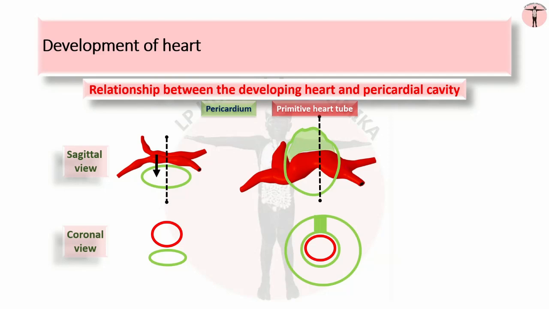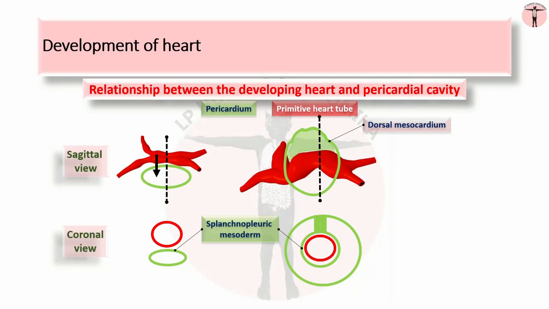As the developing heart tube bulges more and more into the pericardial cavity, initially the tube remains attached to the dorsal pericardial cavity by a fold of mesodermal tissue called the dorsal mesocardium. No ventral mesocardium is ever formed.